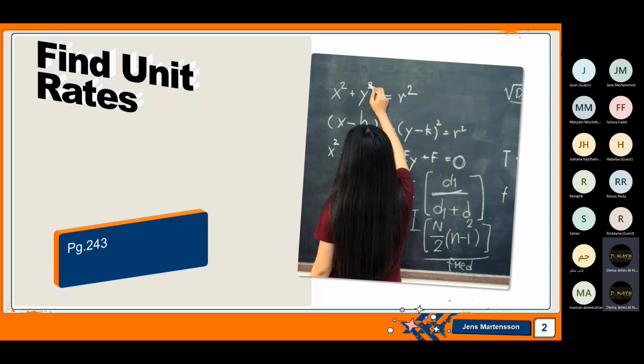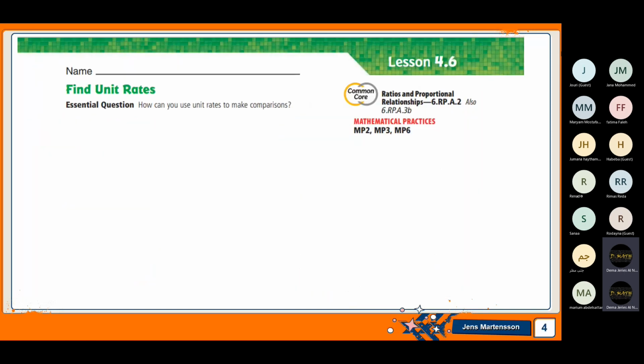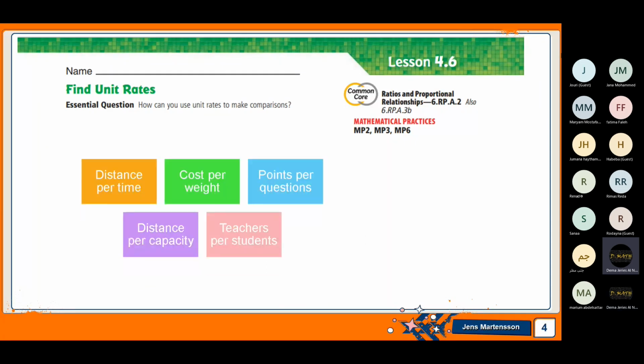Now all of you please open your book, page 243. Starting with the lesson find the unit rate. But before we start, what do I mean by the unit? What are the unit rates, or how do we arrange them? They come like distance per time, cost per weight, points per question, distance per capacity, teachers per student, and so on.